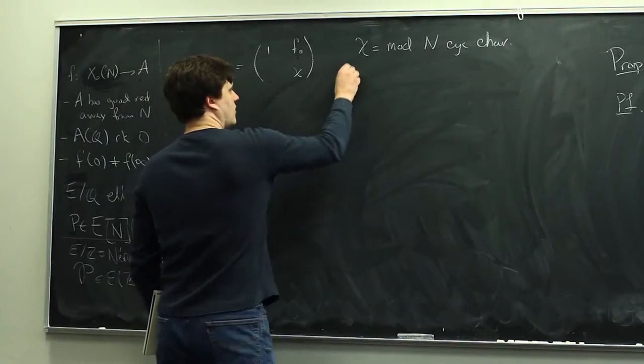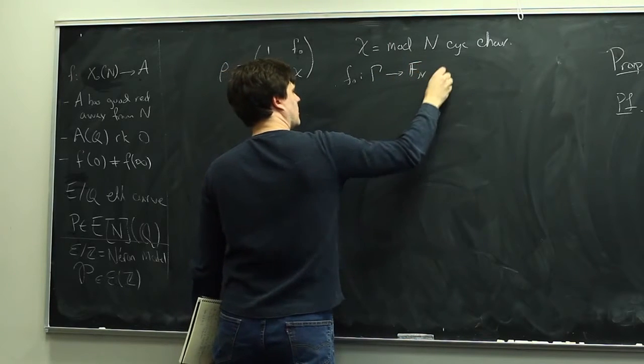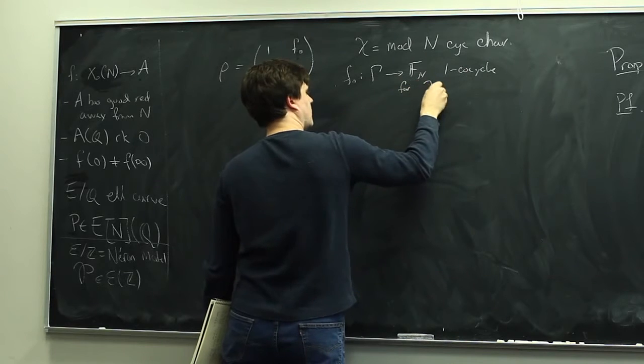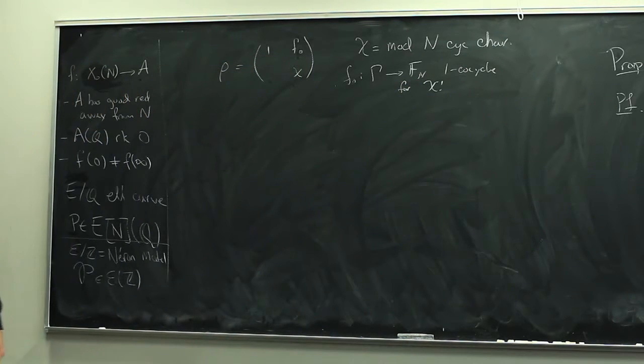So this f0, you can think of as a map from the Galois group to F_n, and it's a 1-cocycle for chi inverse.